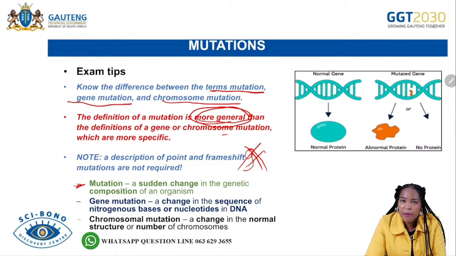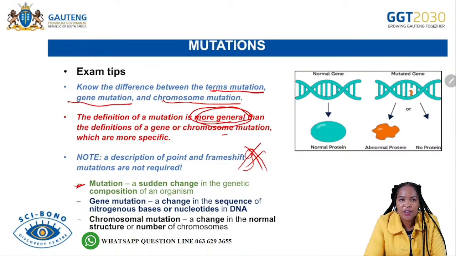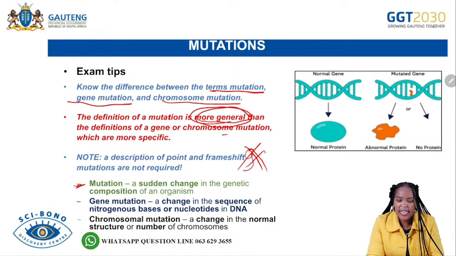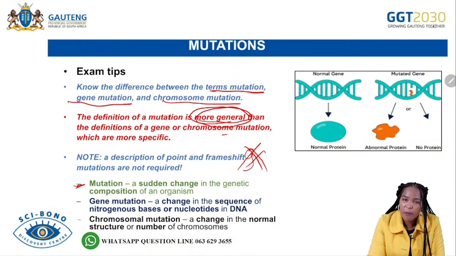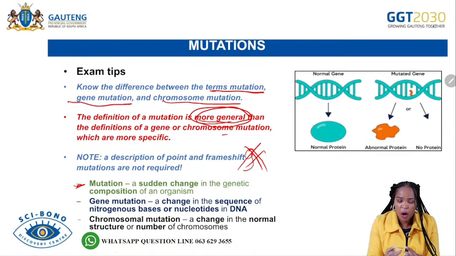Your first term is mutation as a general term. Mutation as a general term refers to a sudden change in the genetic composition of an organism. So it is a sudden change in the genetic composition of an organism. The composition is not specified here, whether it is genetic or chromosomal.